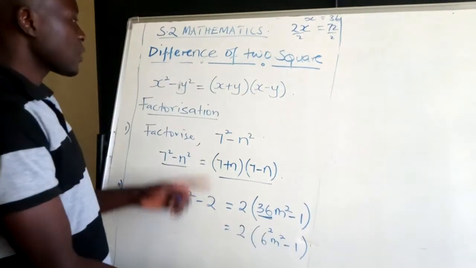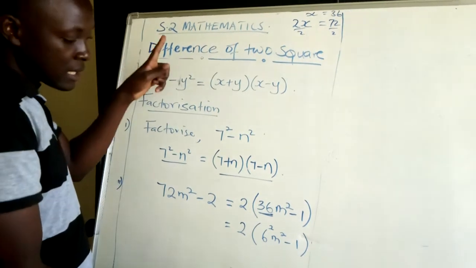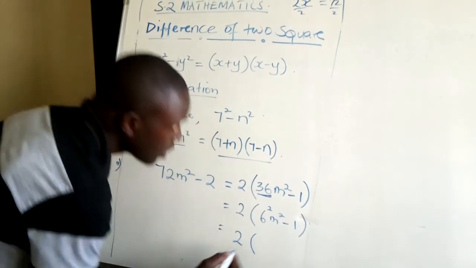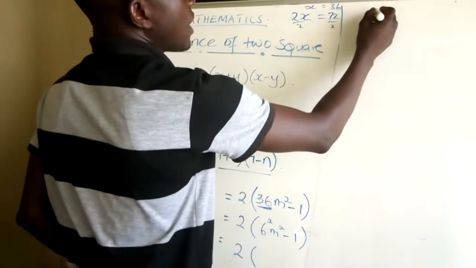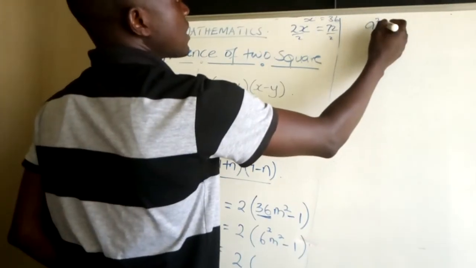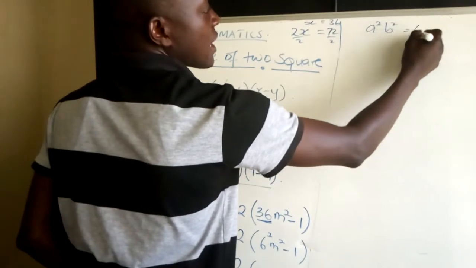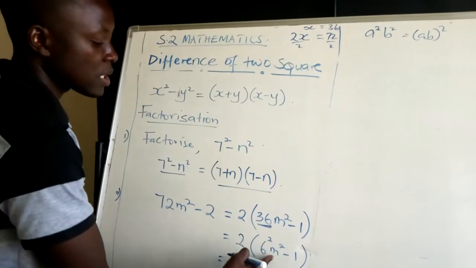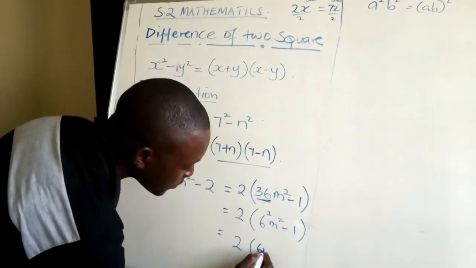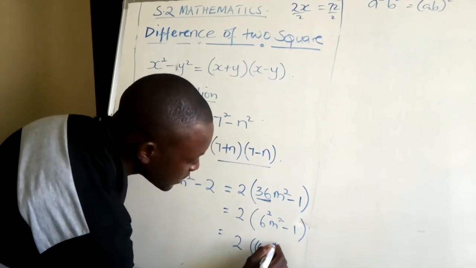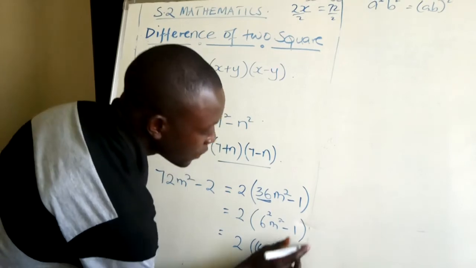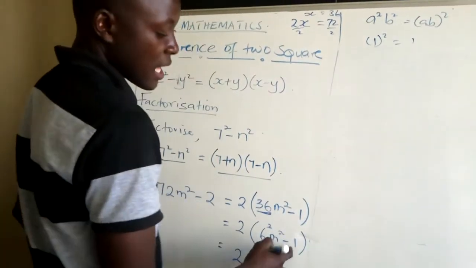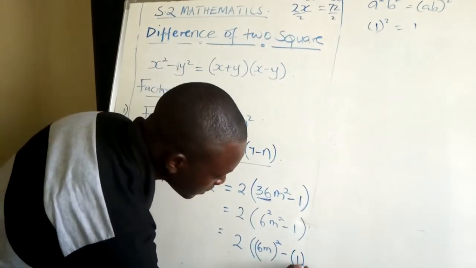Furthermore, I'm trying to see whether I can create something of the first number squared minus the second number squared. So this will be 2 into, hope we agree from what we looked at that if you have a squared times b squared, this can be written as ab everything squared. So if I have 6 squared times m squared, I can write it as 6m, but squared. Then minus, we all agree that 1 squared is 1. So this 1 here, I can also write it as 1 squared.